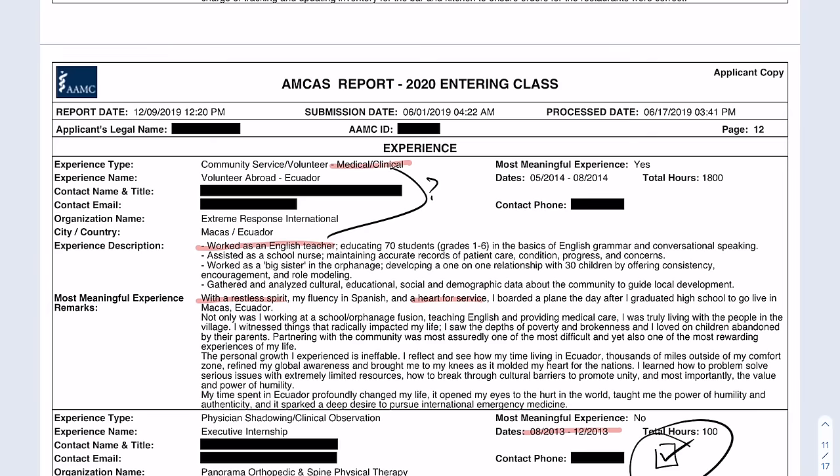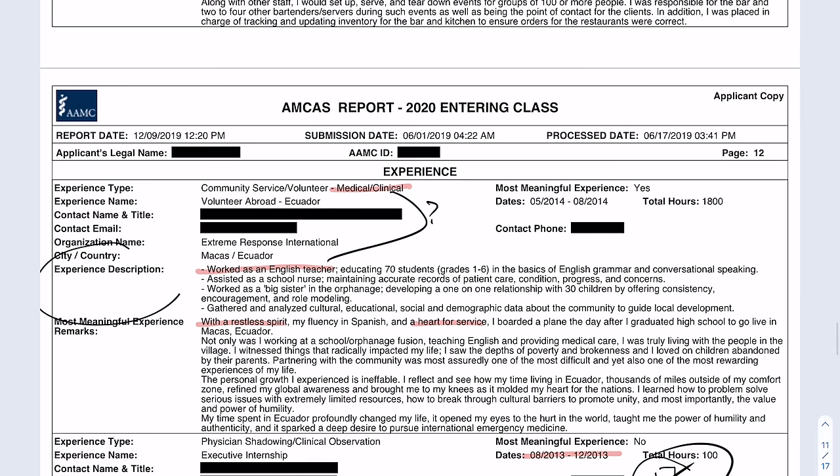When you look at the description, you can see this one's marked as a most meaningful. When you look at that, number one, it's bullet pointed. Do not bullet point your activity descriptions, period, end of story, with a few exceptions. There's always exceptions to this rule. So in general, do not bullet point.